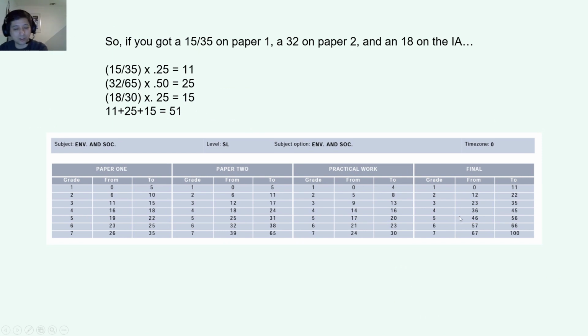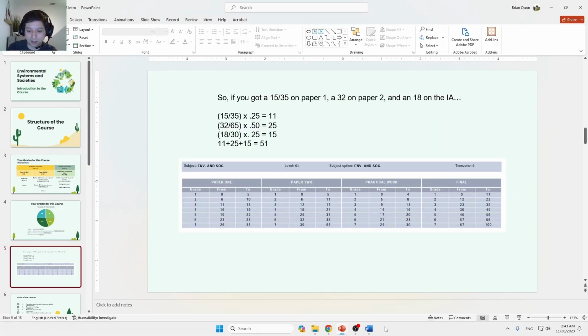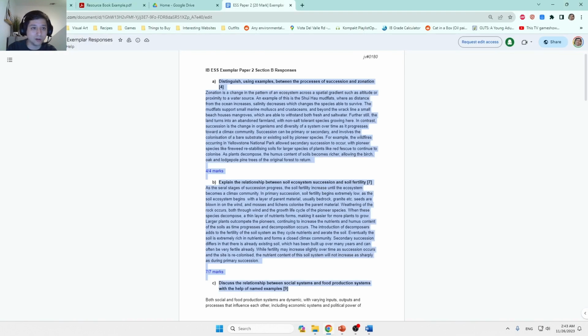Now, before we go on to the different units in this course, let's look at the papers, paper 1 and paper 2, because they're a little bit unique, they're different. So let's go here.